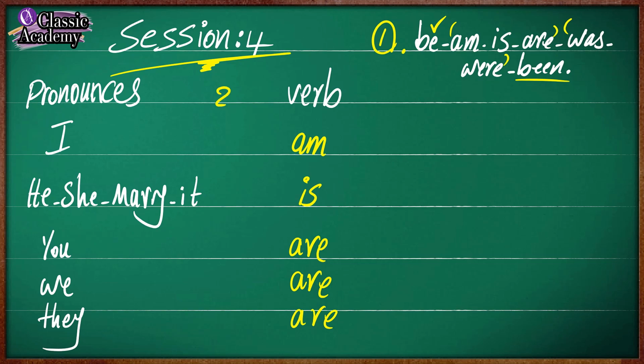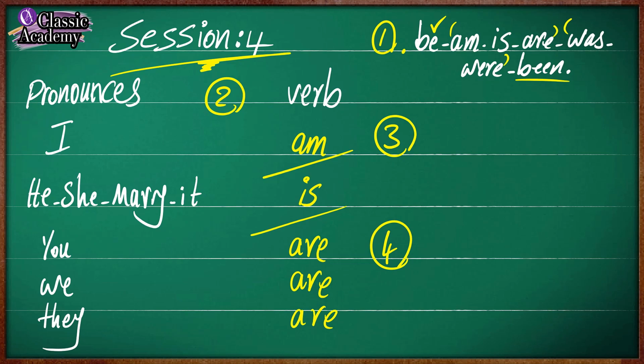The second one is the matter that we only use am for I. This is very special about to be. He, she, it, Mary, my teacher, is. You, we, they, we always use are here. So there are different forms. Yes, of course. But we don't have such a thing in other verbs in the English language. The third one is very, very important. And the fourth one, of course.